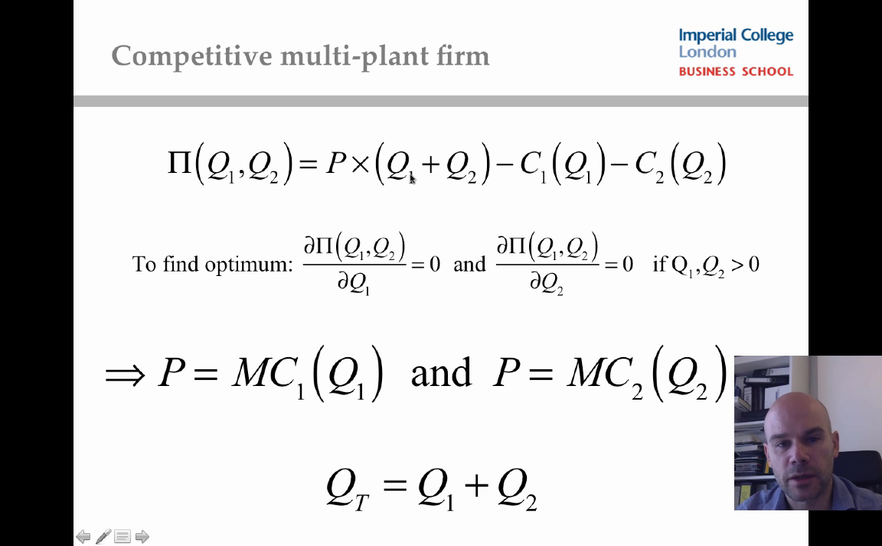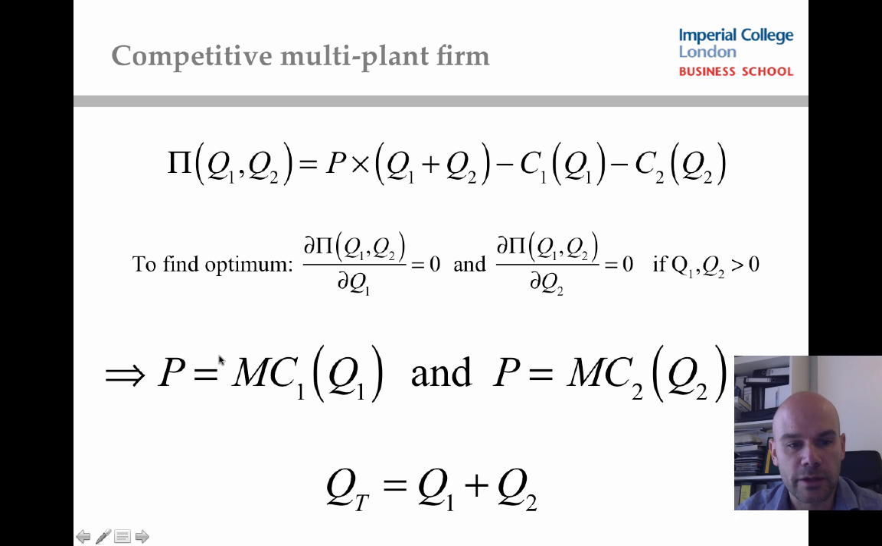So it's price times the total quantity that is being produced in both plants minus the cost from plant 1 and the cost from plant 2. And to find the optimum, we can take the derivative again, but now we have to take the derivative with respect to both of these arguments and set it to 0, here the derivative with respect to Q1 and here Q2.